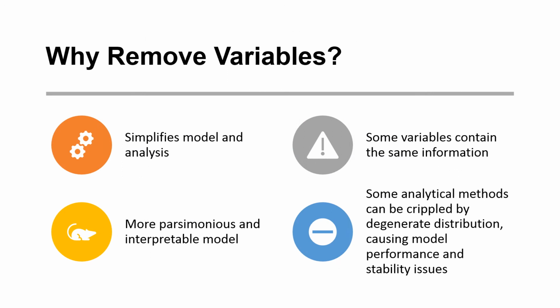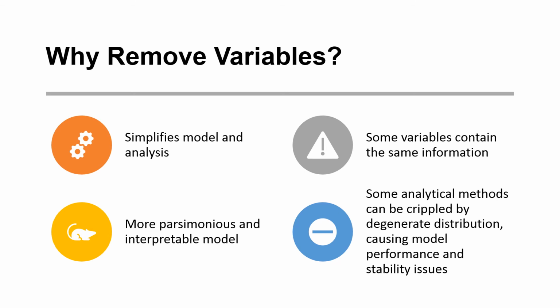As we discussed before, we may want to remove variables from our dataset. The first motivation is to simplify the model and analysis. Some variables may not contain much useful information and therefore do not deserve the added complexity of including them in analysis. There are also cases when some variables contain the same information, and we should only keep one of them. By removing variables and including a smaller set of variables, we end up with more parsimonious models, which also tend to be easier to interpret.